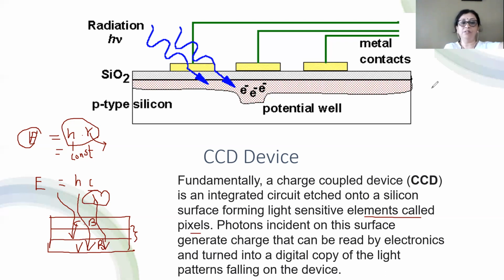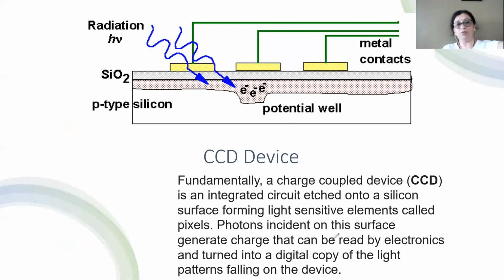So photons incident on this surface will generate the charge, and this charge can be read by the electronics which is connected to this image sensor. Okay, so this is what is happening in the charge coupled device as well as in CMOS also.